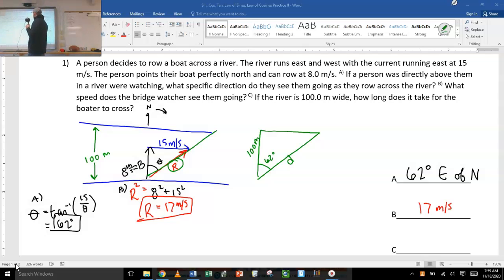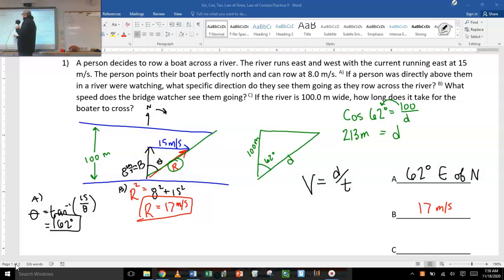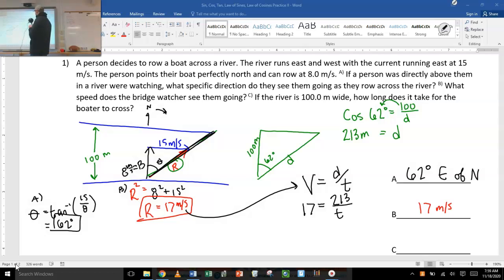So I will use cosine. The cosine of 62 degrees is equal to the adjacent, 100, divided by the hypotenuse, letter D. So I'm going to take 100 divided by the cosine of 62. That distance turns out to be 213 meters. Using the equation velocity is equal to distance divided by time, my velocity across the river at the direction I'm going is 17. The distance that I'm traveling is 213 meters, divided by how much time it takes. So I'm going to take 213 divided by 17 to find my time, and my time turns out to be 13 seconds.